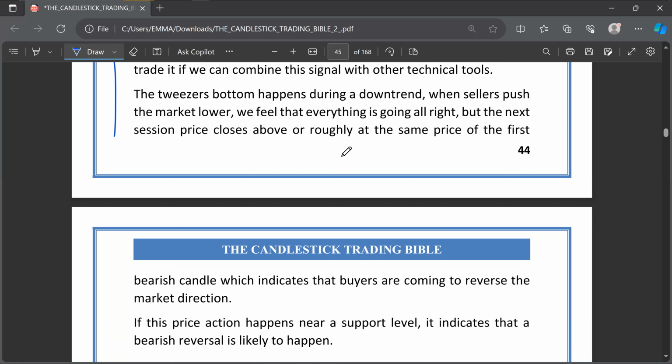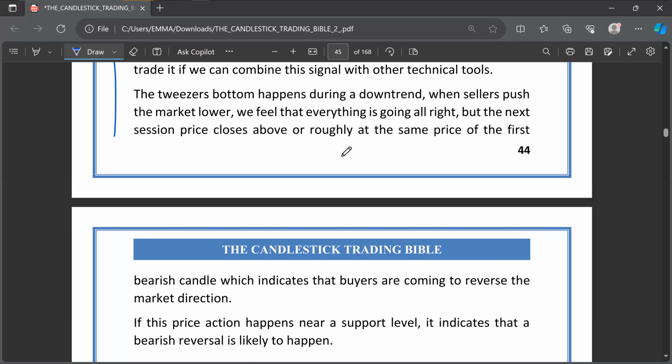So if a Tweezers bottom happens at the end of a downtrend, which initially signified as if the sellers had control of the market, then all of a sudden the buyers come in with much force, right?